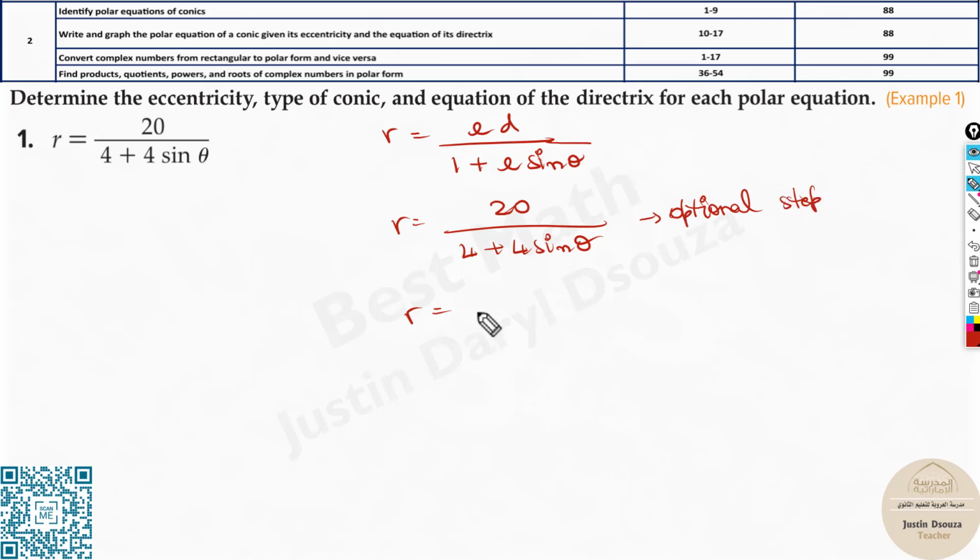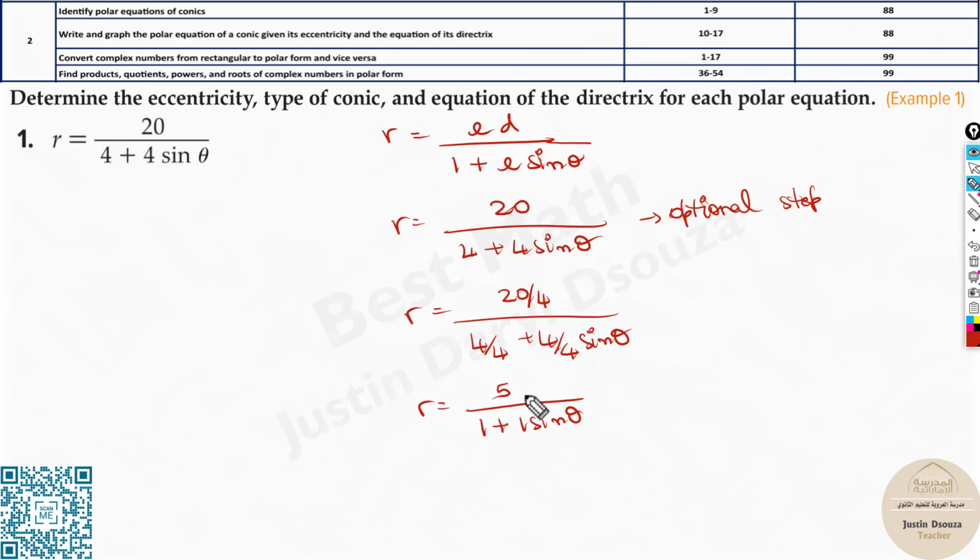This is important. Now next, this must be written. And next one over here, e times d, leave that over there, over 1 plus e sine theta. Leave the sine thing, but this 1 can be easily done because it's not 1 over here, it's 4. So I just divide everything by 4. What I'm doing is 20 divided by 4, and over here, 4 divided by 4 plus 4 divided by 4 sine theta. If I simplify this, I will get the standard form. Now r equals 20 divided by 4 is 5, and over here it's 1 plus 1 sine theta.